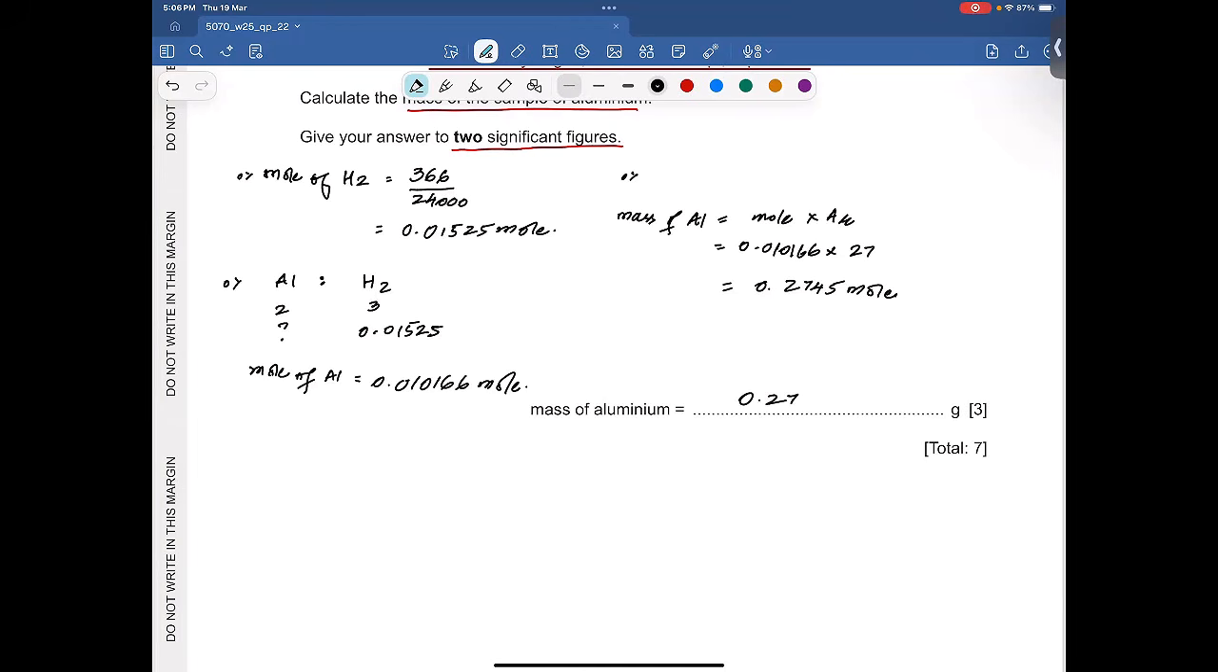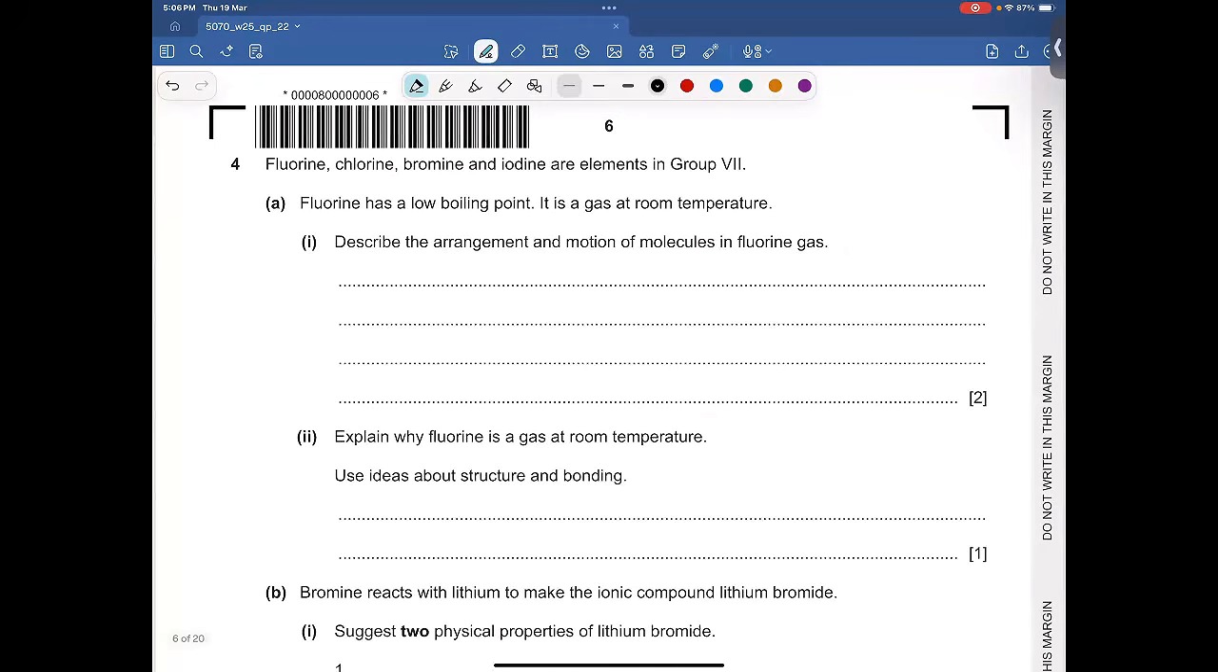Let's move on to the fourth one. Chlorine, bromine, and iodine are elements in group 7. These elements are also called halogens. Fluorine has a low boiling point. It is a gas at room temperature. Describe the arrangement and motion of molecules in fluorine gas.